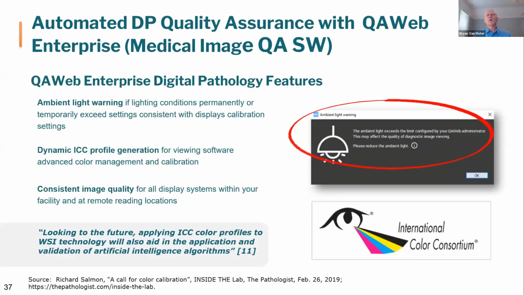Not good. So about the QA software, yes, it maintains the device, but there are some really interesting things that it maintains. This ambient light warning is one of them. This is a picture of what comes up on the display if in fact there's too much light coming across the display.